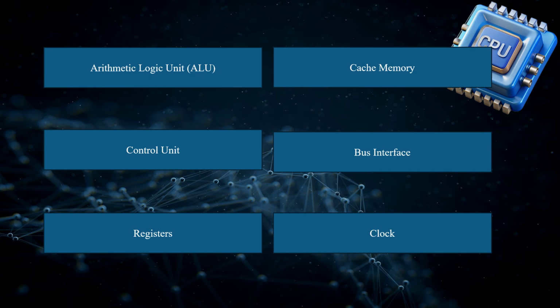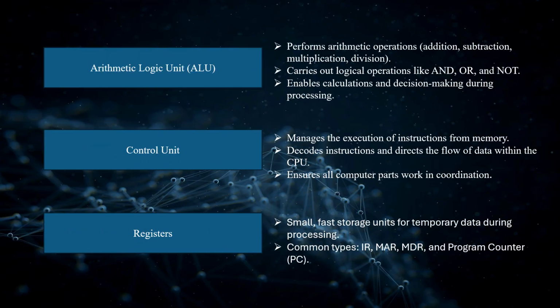Here, we can see the main parts inside the CPU. Each part plays an important role and together they help the computer run instructions quickly and accurately. Now, let's look at the main parts inside the CPU and what they do. The arithmetic logic unit handles calculations and comparisons. The control unit manages how instructions are executed, and registers are tiny spots for very fast temporary storage.